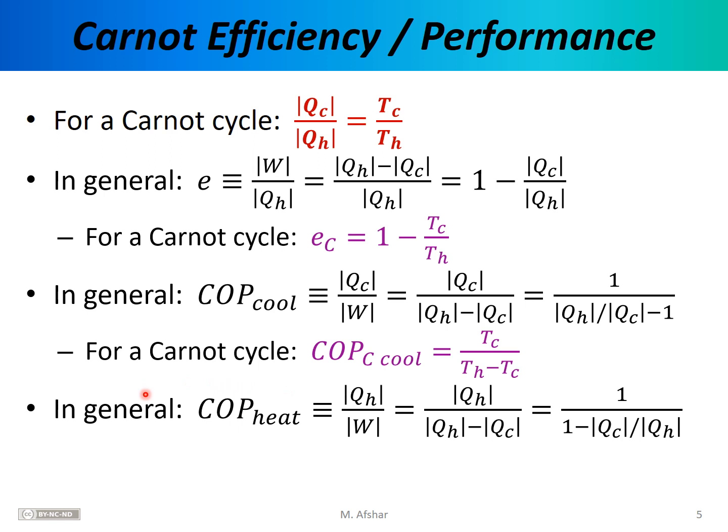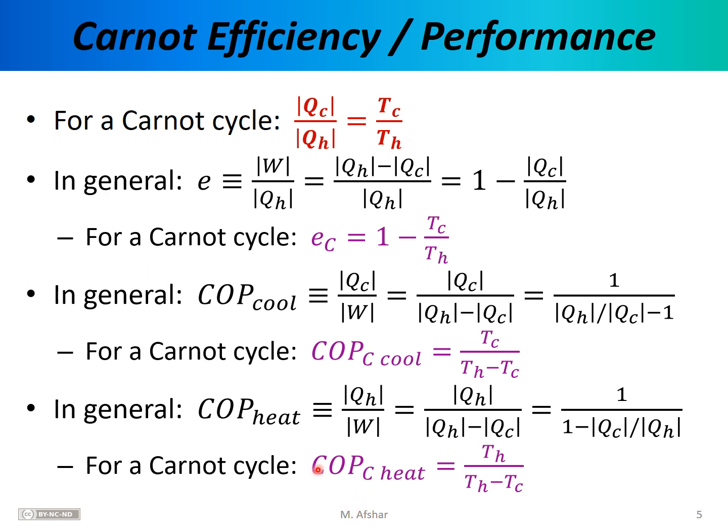Similarly, for a heat pump operated in heating mode, we can say that the COP is equal to 1 over 1 minus QC over QH. Using the fact that QC over QH is TC over TH for a Carnot cycle, we can say that the coefficient of performance for a Carnot pump operated in heating mode is equal to TH over TH minus TC.